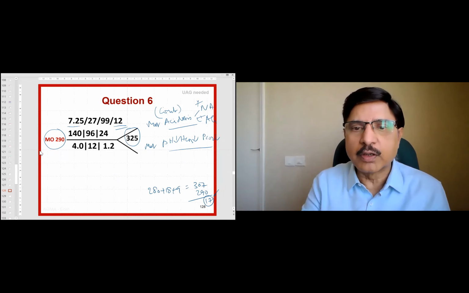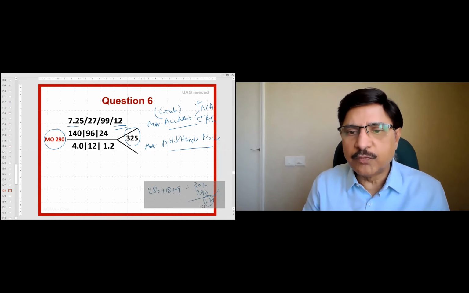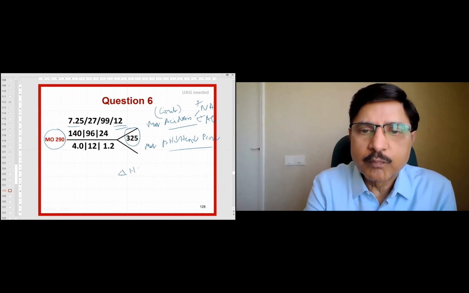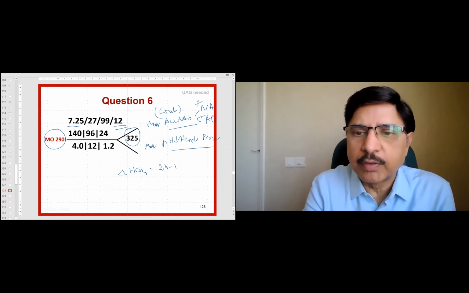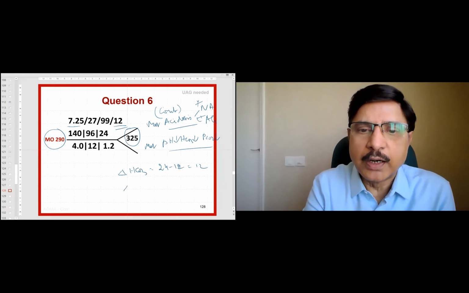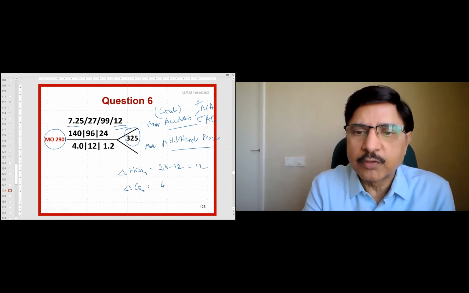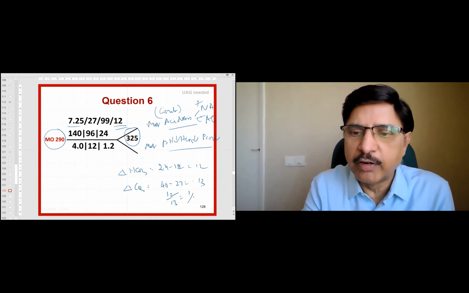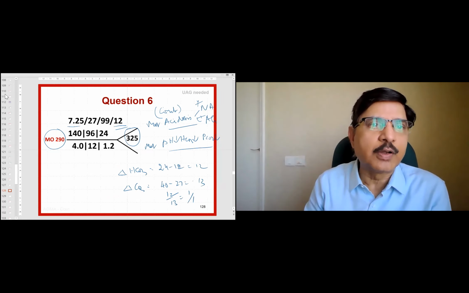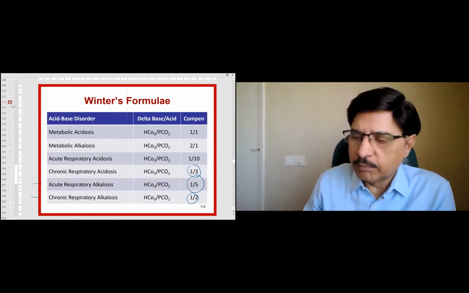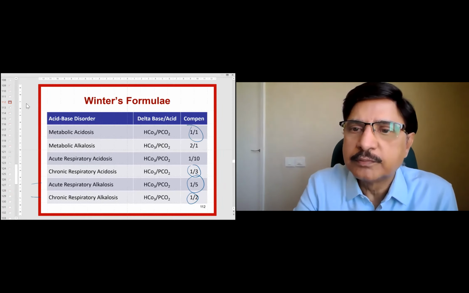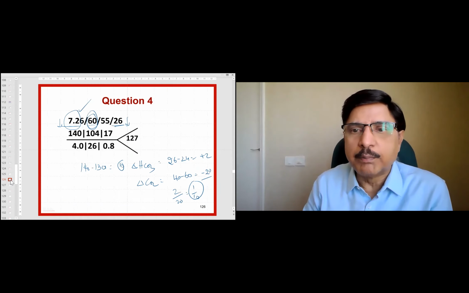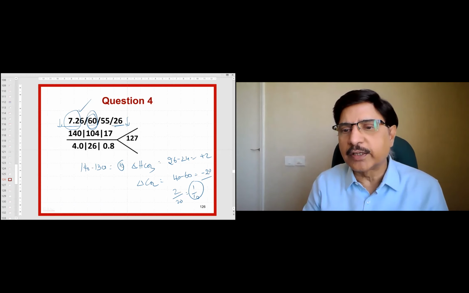How does it work out? Compensation. Everything has to be calculated. Delta bicarbonate is equal to 24 minus 12, equal to 12. Delta carbon dioxide is equal to 40 minus 27, is equal to 13. 12 by 13 is equal to 1 by 1. 1 by 1 is the standard metabolic acidosis formula. Metabolic acidosis compensation is 1 by 1. That's how you confirm that the compensation is in place and it is working. So that's okay.